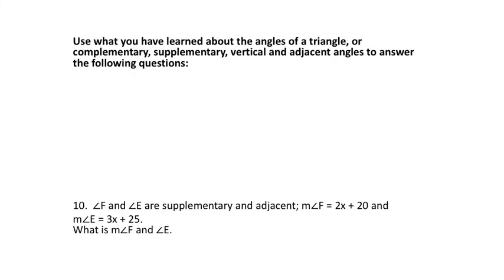So that brings us to number 10. Angle F and angle E are supplementary. And it's important to remember that supplementary indicates that we're looking at straight angles, or would create a straight angle, so that's 180 degrees right there. And they're also adjacent, which means they'd be right next to each other if we were to draw a diagram of this, okay? So we need to figure out the measure of angle F and the measure of angle E.